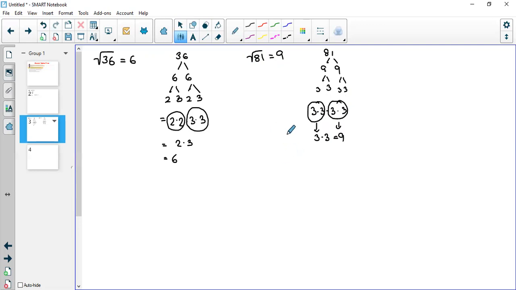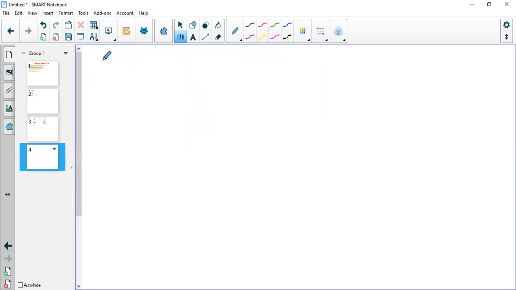Now what if some of the numbers are not perfect squares? What are you going to do? Let me show you what you need to do when you do not have perfect square numbers. Let's take the square root of 216. Okay, so do the prime factorization for 216.